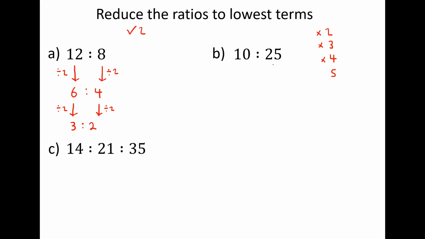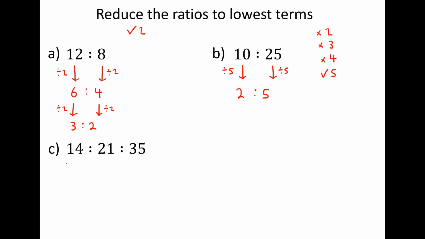Yes. Now let's check the other side. Can I also divide 25 by 5? Yes. So 5 works. In this case, I divide both sides by 5 to reduce it to its lowest terms. 10 divided by 5 is going to be 2, and 25 divided by 5 is going to be 5. Since 2 and 5 are prime numbers, I can stop right here, and that is going to be my lowest terms.